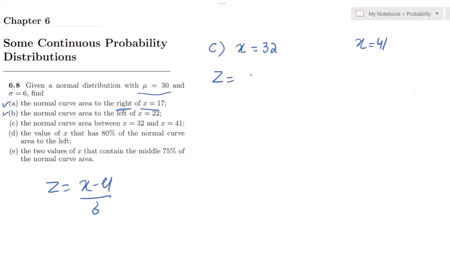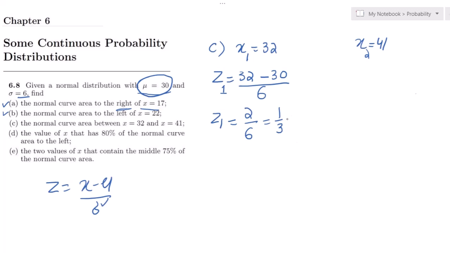So therefore let me apply it here. It would be 32 minus mu, which is 30, divided by sigma, which is 6. Let me call it z1, and let me call it x1, this is x2. So the value of z1 would be equal to 2 divided by 6, which is 1 by 3. So 1 by 3 is 0.34.